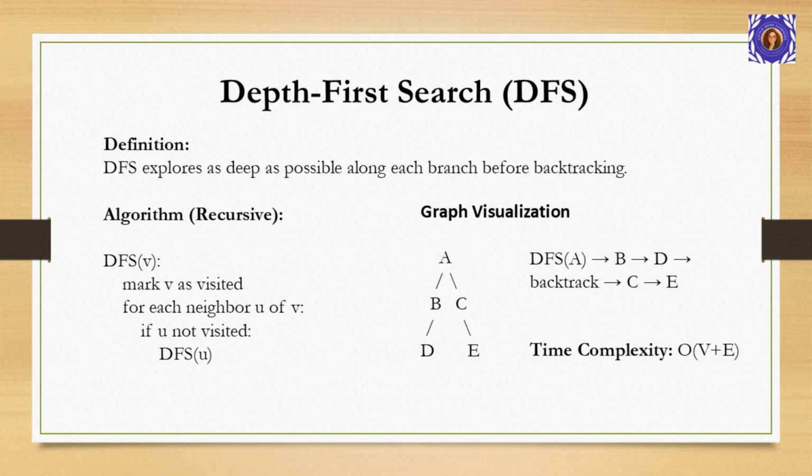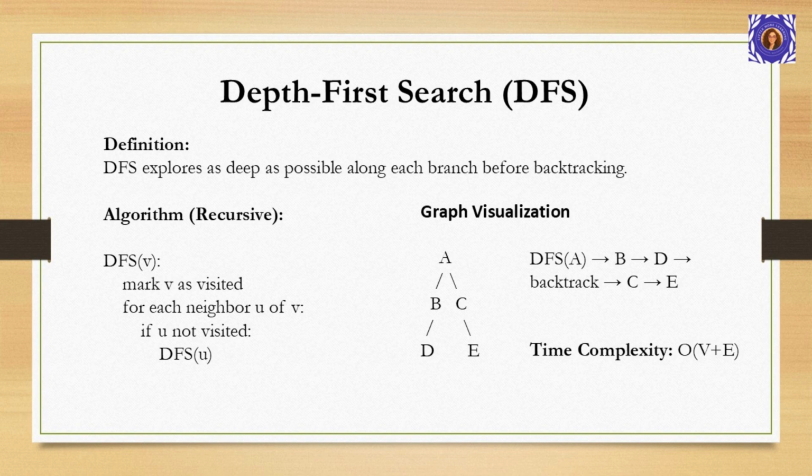Key properties of DFS. Memory efficient, uses O(V) space for the recursion stack in the worst case. Edge classification. DFS helps classify edges into tree edges, back edges, forward edges, and cross edges. Cycle detection. Back edges indicate cycles in the graph. Topological ordering. DFS is fundamental for topological sorting in directed acyclic graphs.